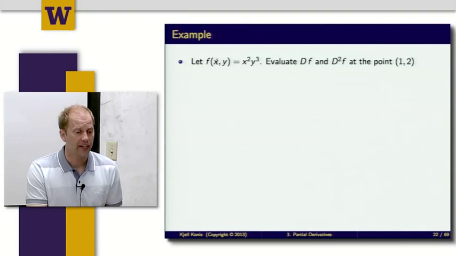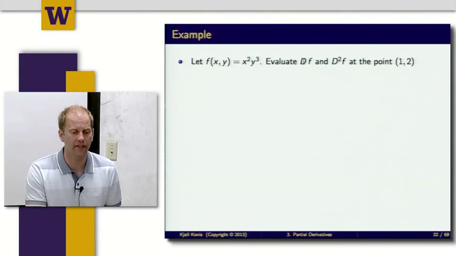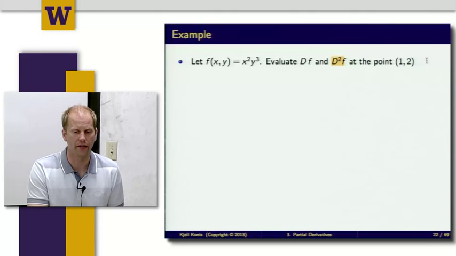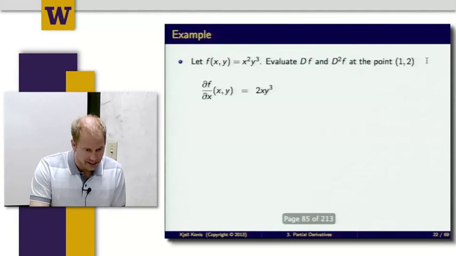And so now let's look at an example. Suppose I define my function to be x squared y cubed, and I just want to compute both the gradient. So df is going to be the gradient, and d squared f is going to be the Hessian. And then I want to evaluate them at the point 1, 2.